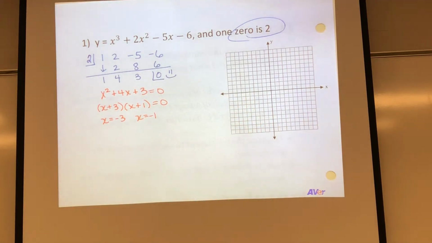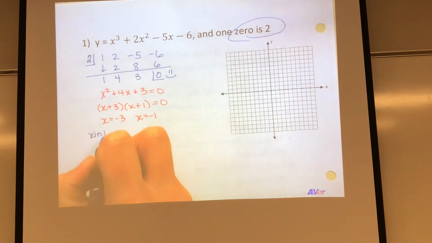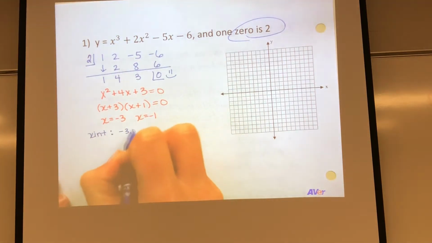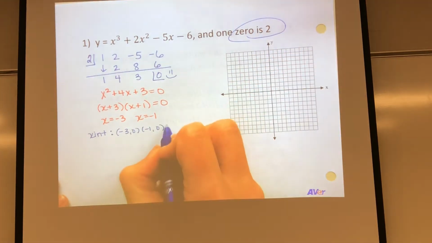So as far as our x-intercepts go, let's list them all out together so we don't forget them later. We have (-3, 0), (-1, 0), and the one they gave us, (2, 0).